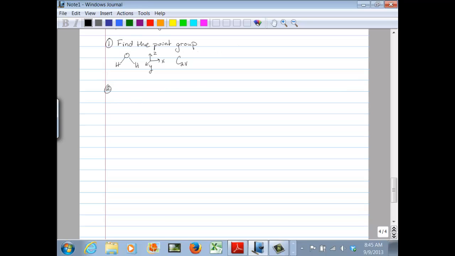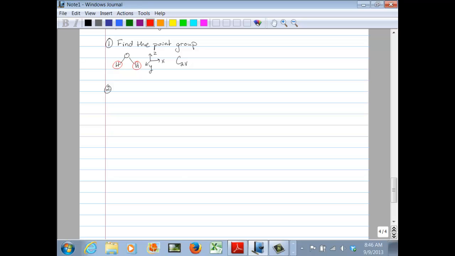Second step is for pendant ligands, you need to identify which orbital sets are going to interact with the central atom. So on water, what are your pendant ligands? These 2 guys, right? Hydrogens are your pendant ligands. What are the orbitals on hydrogen that are interacting with oxygen? What is the only orbital available on hydrogen? Yeah, it's an s orbital.